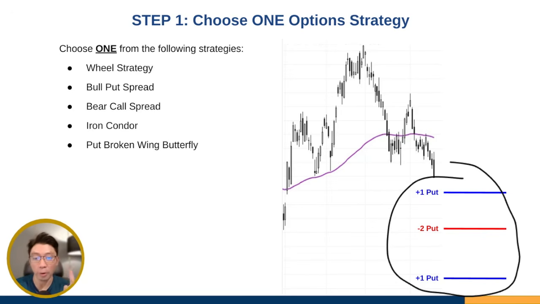Now, for the put broken wing butterfly, this is where you can have the highest win rate out of the 4 income strategies that I've shared down here. So these 4 are the income strategies. The put broken wing butterfly typically can have a win rate of above 80%. Certain cases can also go up to 90%.